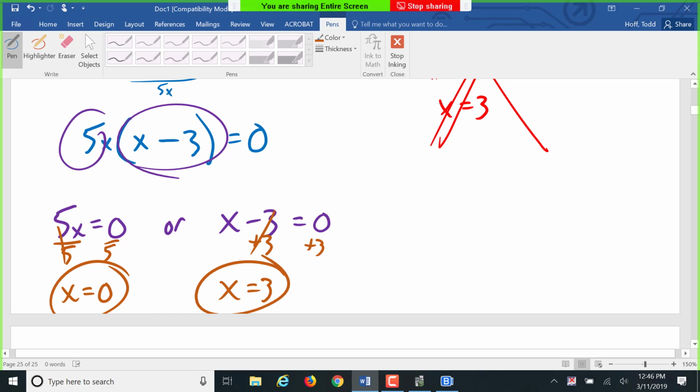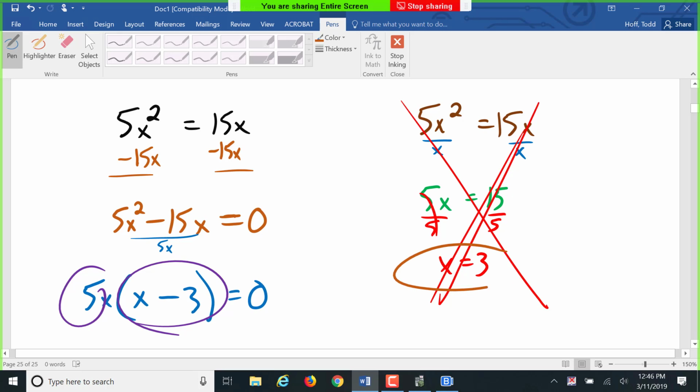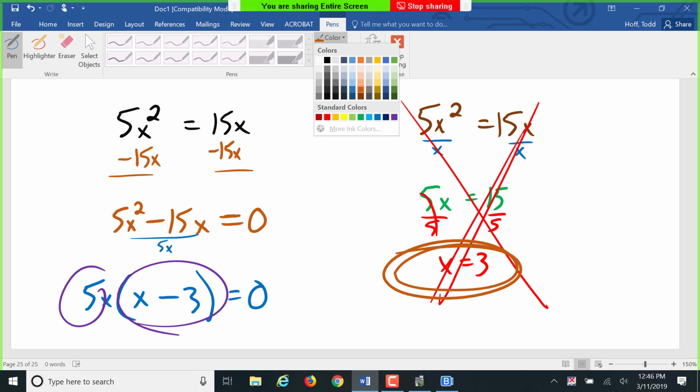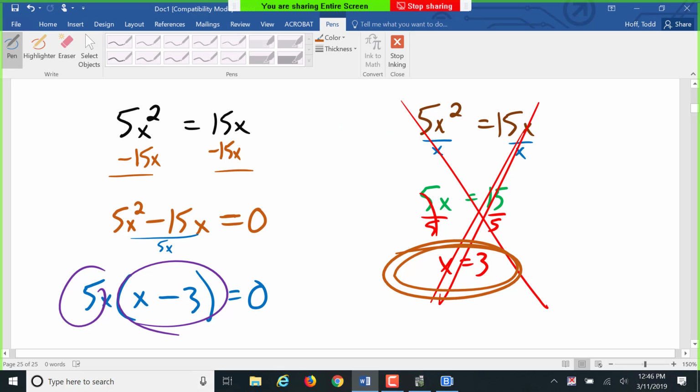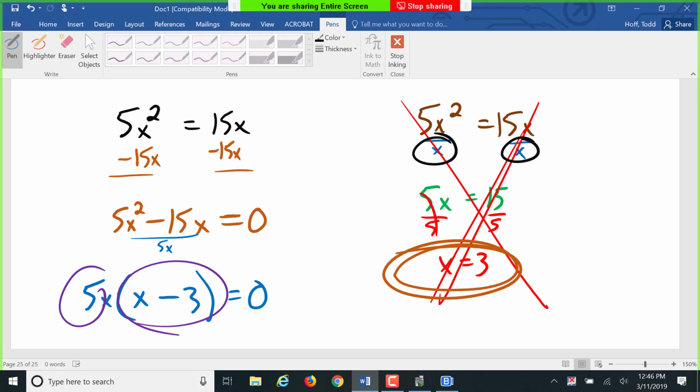You'll notice, by the way, what we did over here gave us one of those solutions, gave us the x equals 3. Why couldn't it give us the other one? Well, to give us the x equals 0, what we did here wouldn't be possible because we divided by x. And if x equals 0, we can't divide by 0. So that would not have been a legitimate move.